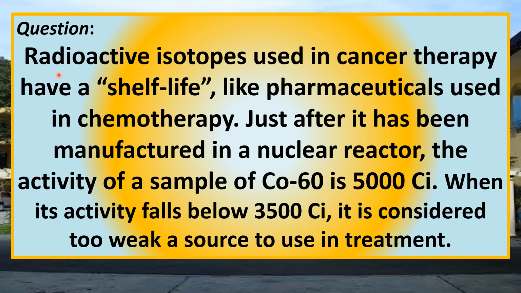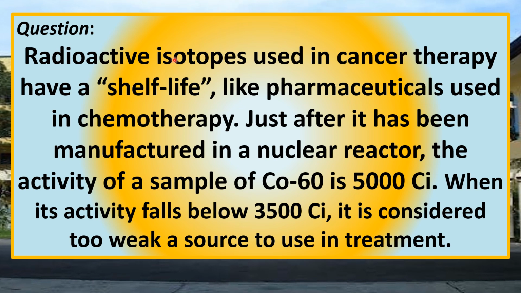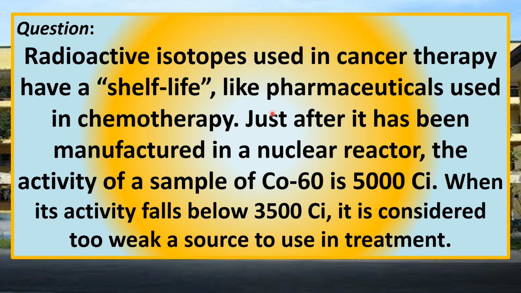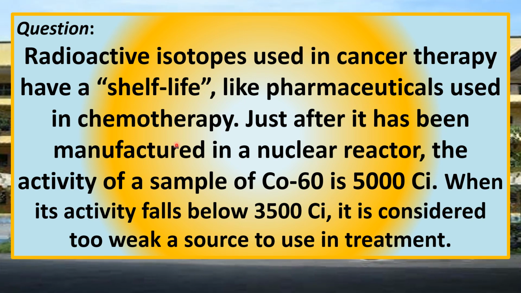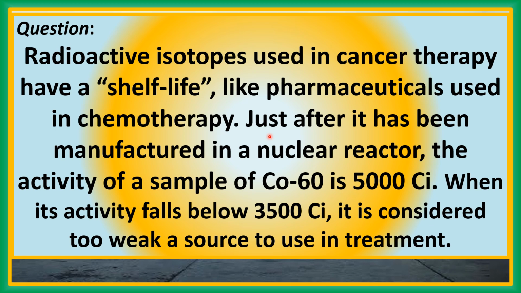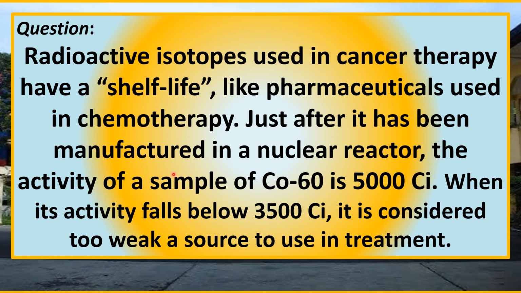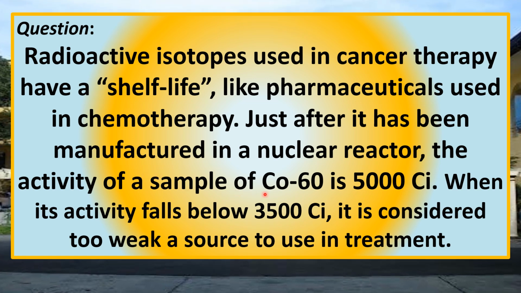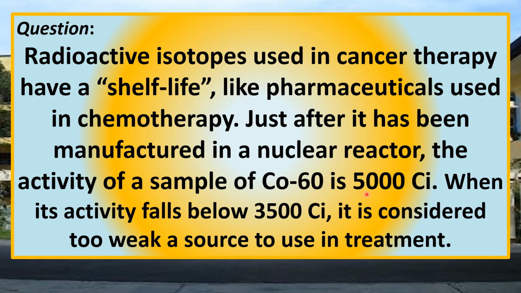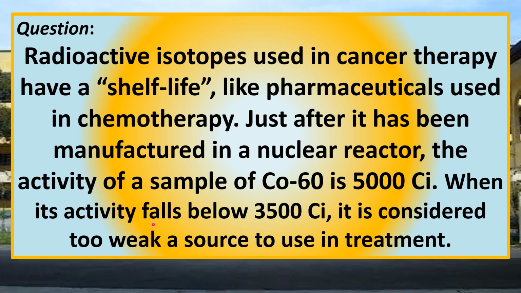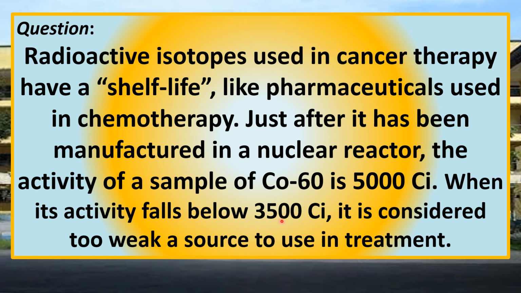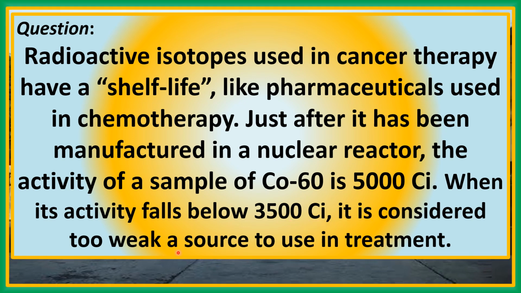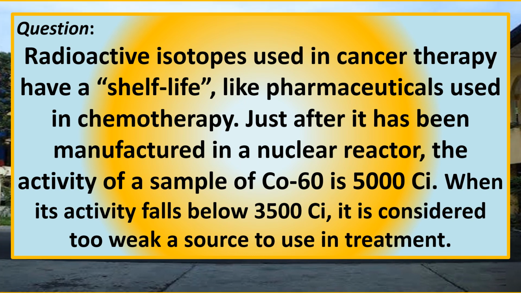The question is, radioactive isotopes used in cancer therapy have a shelf life, like pharmaceuticals used in chemotherapy. Just after it has been manufactured in a nuclear reactor, the activity of a sample of cobalt-60 is 5,000 curie. When its activity falls below 3,500 curie, it is considered too weak a source to use in treatment.